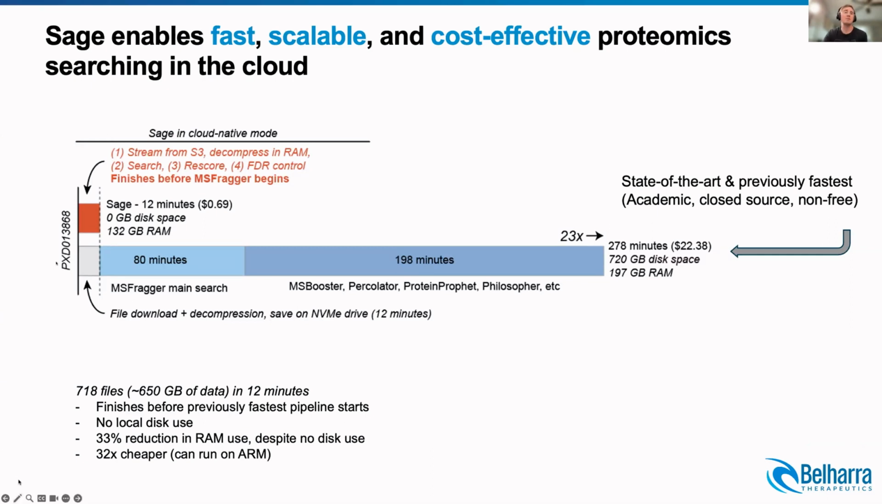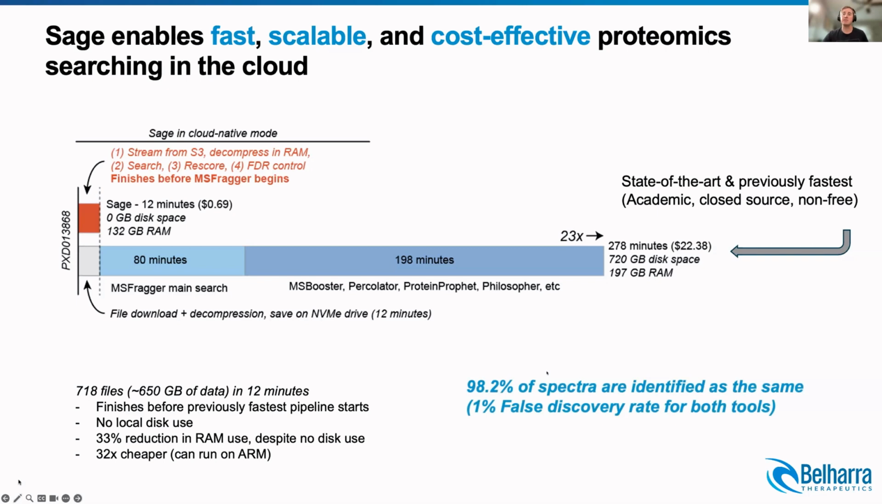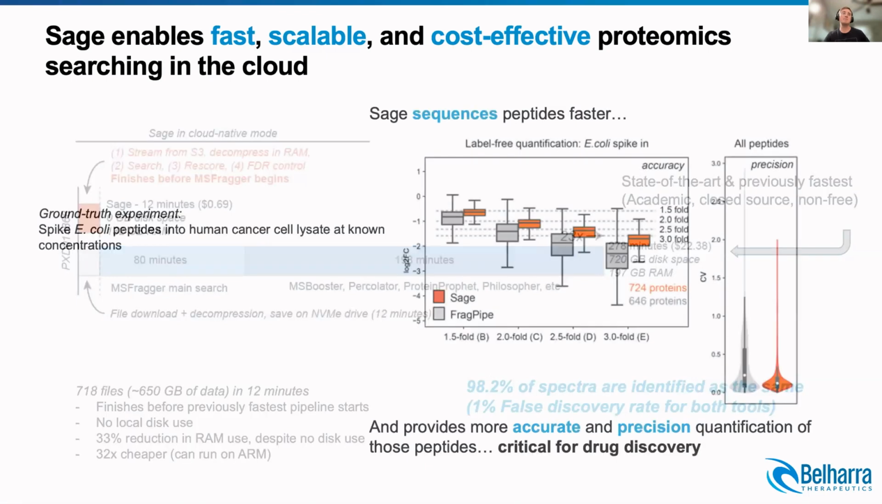Sage is also the first proteomics tool that enables direct streaming and decompression in RAM from S3. So we store all of our data in the cloud. We can basically transfer those compressed files directly into RAM, search them, perform probabilistic rescoring and false discovery rate control. And we actually finish before the previously fastest tool can even begin running. So we have to download and decompress those files onto an NVMe drive before searching with traditional tools. So despite using no disk IO at all, we still use less RAM. It's way cheaper, way faster, and it's open source. Quite nicely, we get about 98.2% overlap with our spectra identifications.